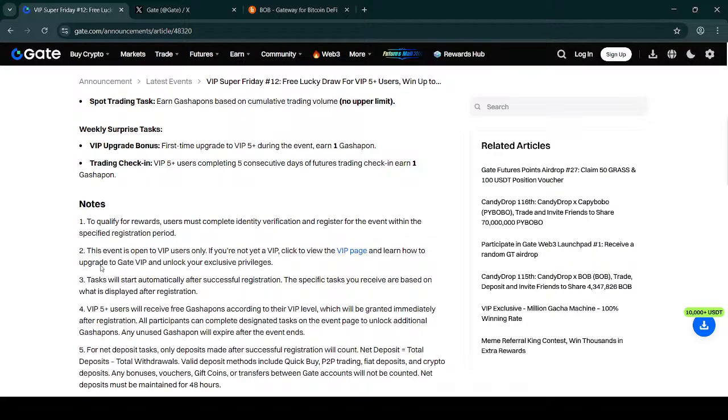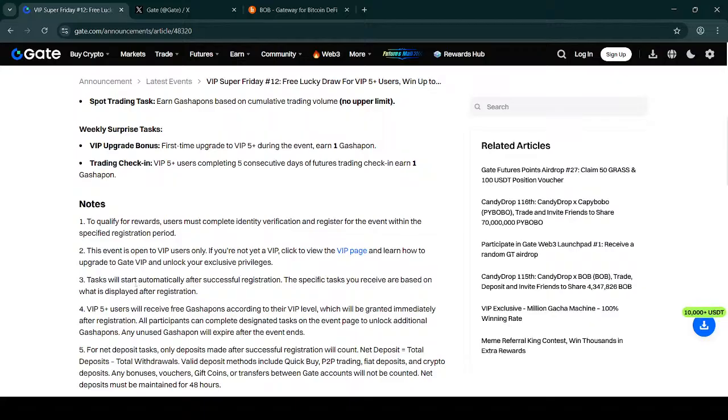Note, to qualify for the reward, users must complete identity verification and register for the event on the dedicated registration page. The event is open to BFE users only. If you are not a BFE user, click the BFE page and learn how to upgrade and unlock the exclusive privileges.